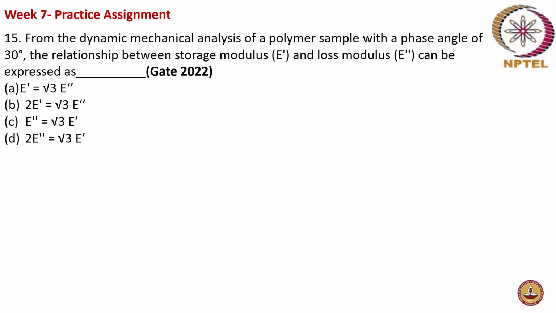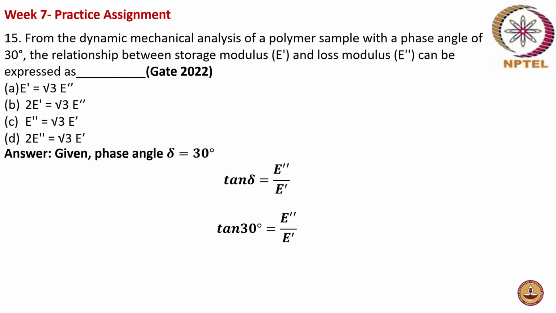So they have given that DMA for a polymer sample has been done, and the phase angle they have given as 30 degrees, and they have asked for the relation between E prime and E double prime. So how do you solve this problem? First of all, given the phase angle delta is equal to 30 degrees. Tan delta gives a relationship between storage and loss modulus. Tan delta is nothing but loss modulus divided by storage modulus. So tan delta is equal to E double prime by E prime.